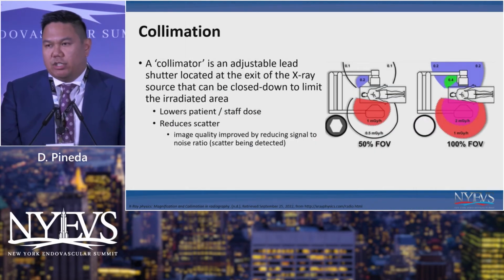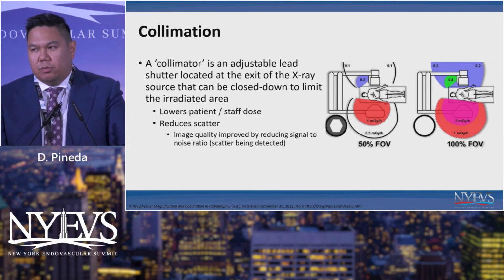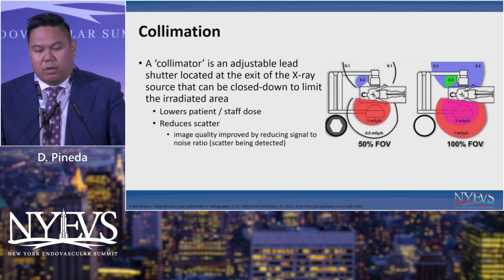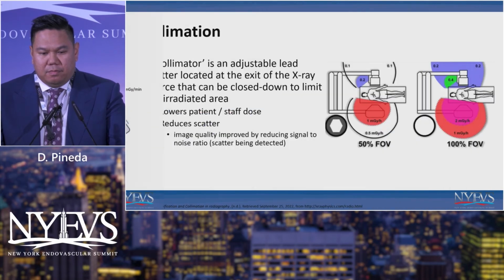Collimation is basically a lead shutter that is located above the X-ray tube. What it does is it reduces the amount of radiation that comes out. And because the radiation beam is less broad, it also reduces scatter, which improves the signal to noise ratio. That's why we're able to get better images using less radiation.